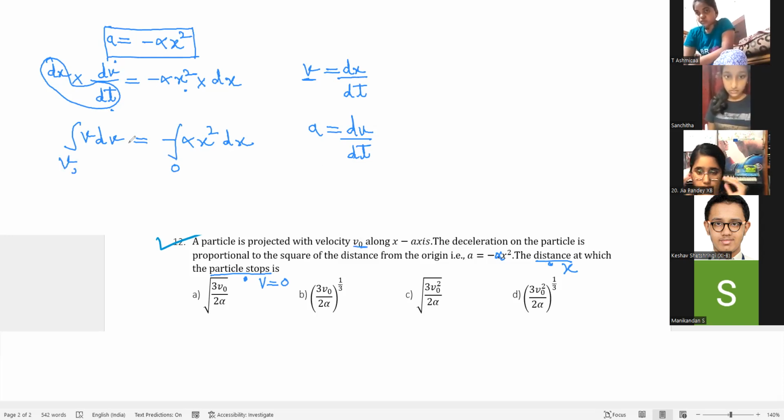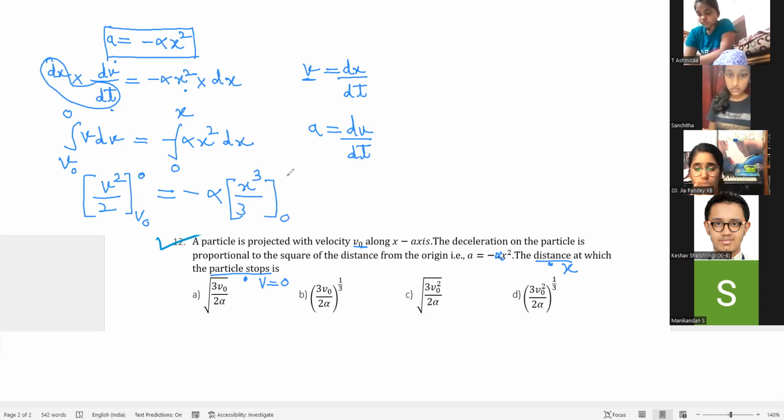When x was 0, initial velocity is v naught. When x is x, final velocity is 0. So integrate it: v square by 2 from v naught to 0, and this is minus alpha x cube by 3 from 0 to x. This is how you will get the value of the distance. Understood or not?